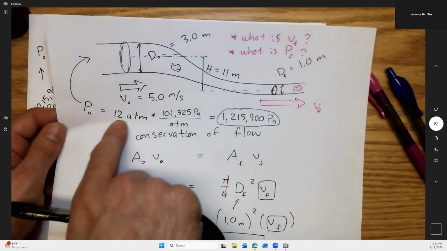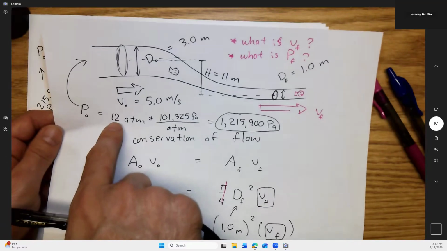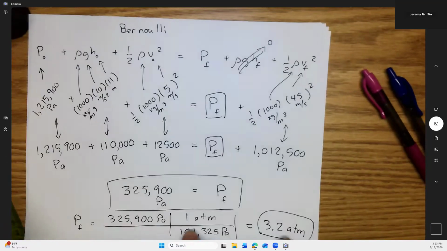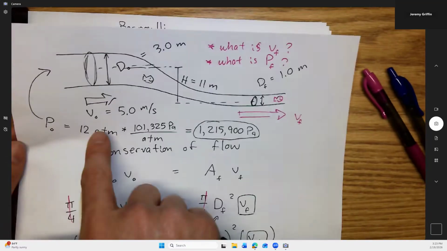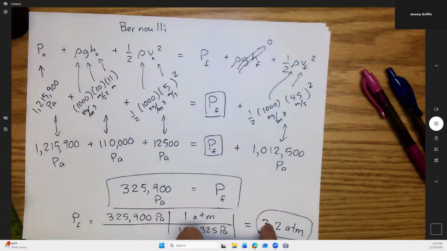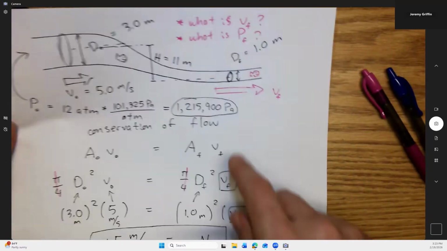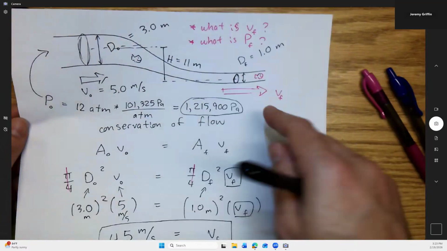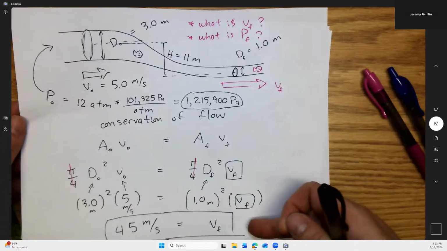I gave the initial internal pressure as 12 atmospheres, and we converted that to pascals to run all the math, and at the tail end converted back to atmospheres. You see how it went from 12 down to 3 atmospheres? It definitely lost a lot of pressure, mostly because it was speeding up, going to a steady height.